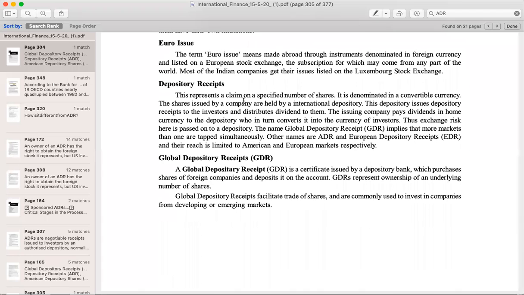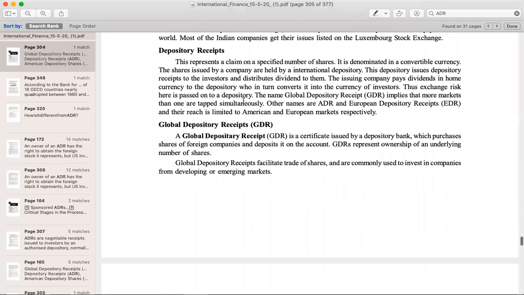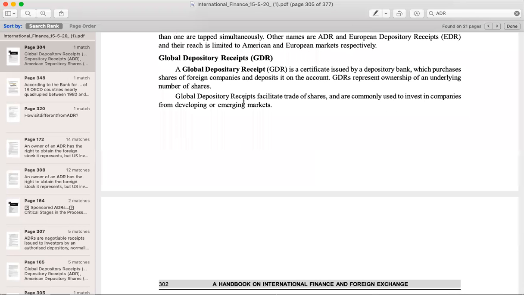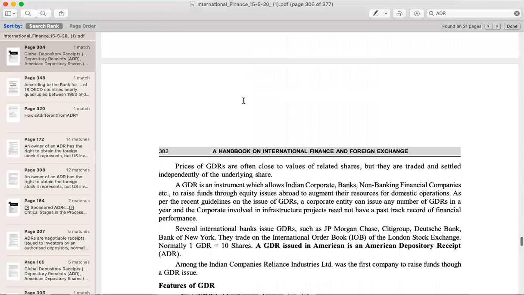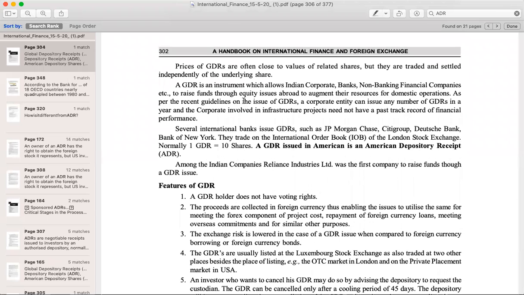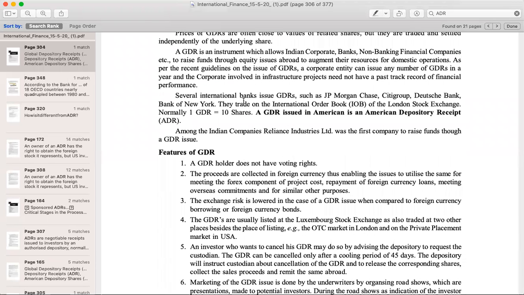A Global Depository Receipt is a certificate issued by the depository bank, which purchases the shares of foreign companies. Like we said, if a company wants to raise equity capital from a foreign land, it has to issue it to the investors in the form of depository receipts. Each depository receipt represents a certain number of equity shares. Like I said, 1 GDR may be equal to 5 shares or 10 shares, right?